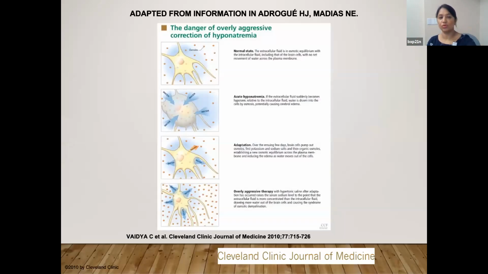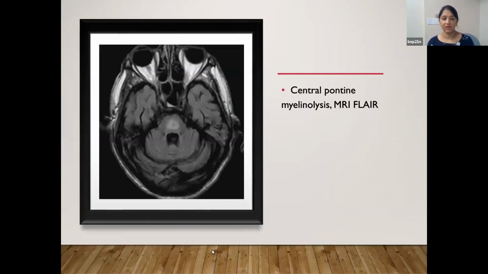Here, same thing, normal state. And when you're acutely hyponatremic, body water is going in there, and you adapt with those osmolytes, and you aggressively give the salt, and then that salt load is higher in the periphery. So water from there, it's swollen, but water from there will try to go out, and it shrinks and causes the myelinolysis. Here, this is the central area, the pons, this is the pons flare.